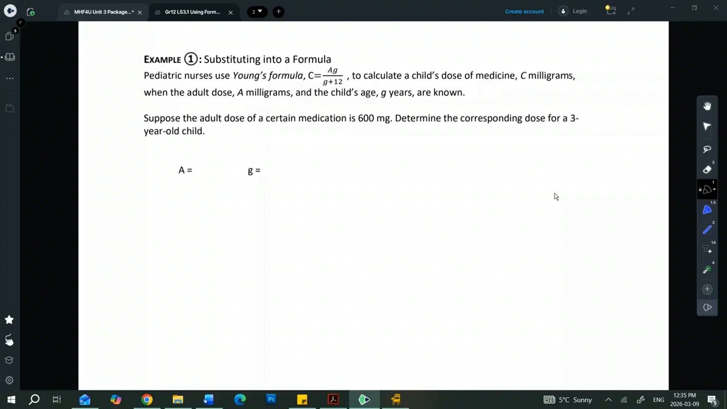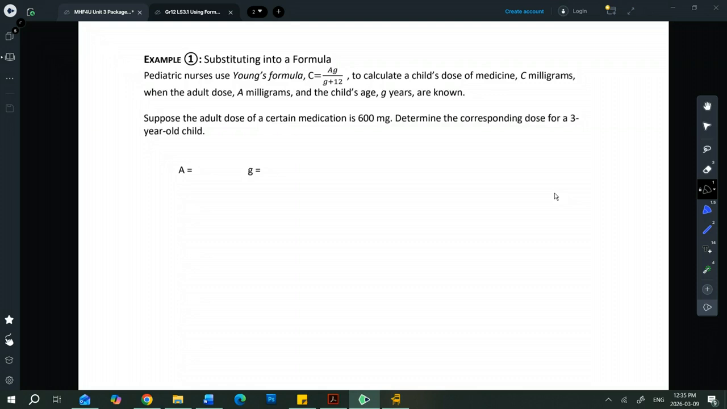So pediatric nurses use Young's formula, C equals A times G over G plus 12, to calculate a child's dose of medicine, C milligrams, when the adult dose A milligrams and the child age G years are known. So it's basically the connection between what you would normally give to an adult and then how to change that into what to give to a child.